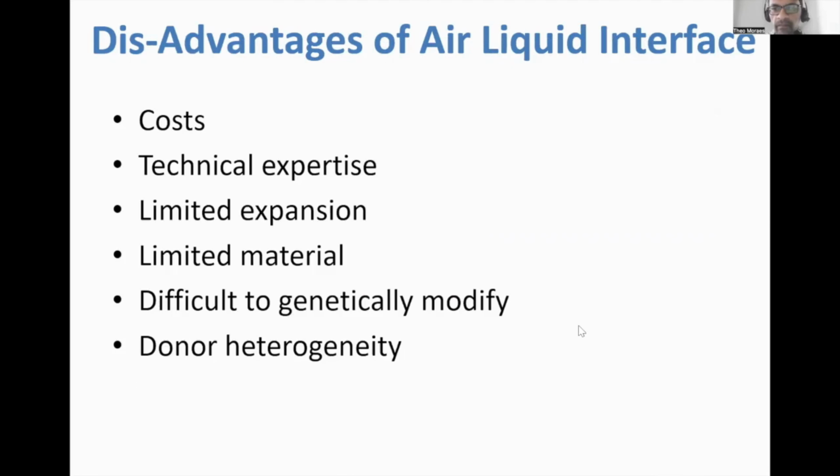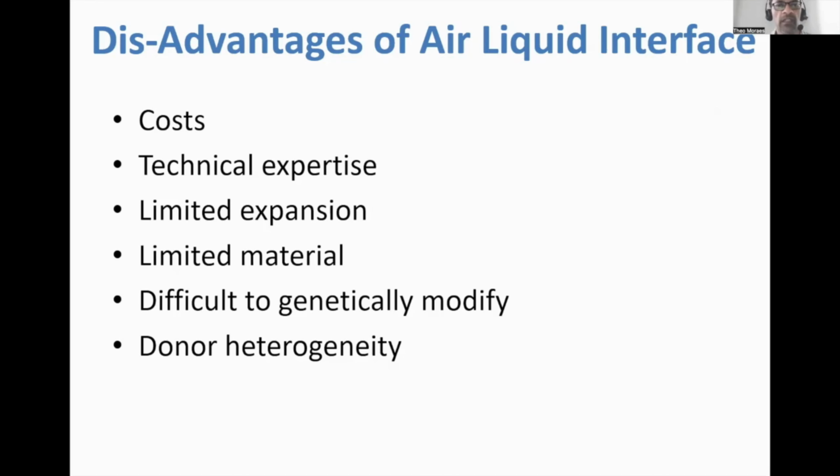Okay. So there are a few disadvantages of this model, and a reason why not everybody just decides to set up shop and make air-liquid interface cultures. One is the costs. So it'll cost in Canadian dollars a few $1,000s to go from one patient to a plate of cells for study. So that's very different from a few $100s for a cell line.